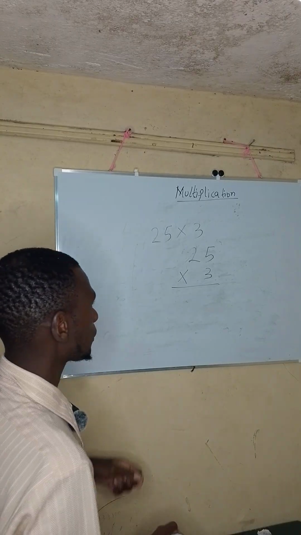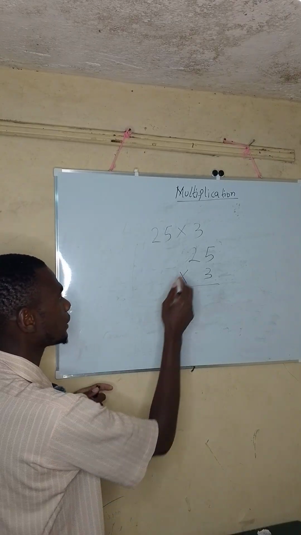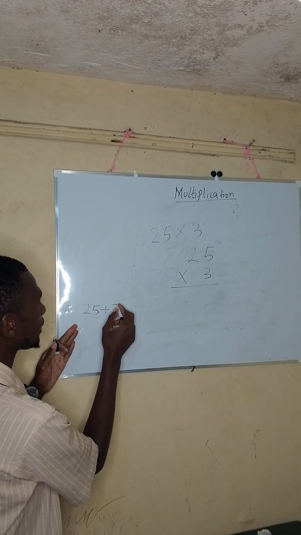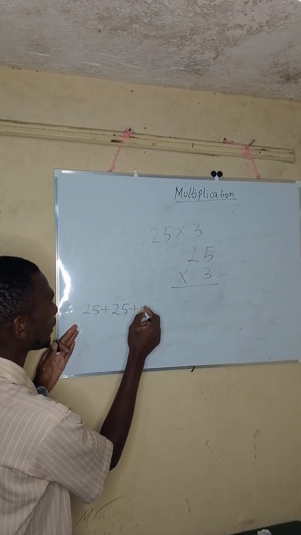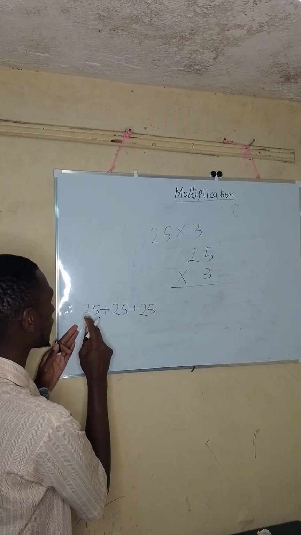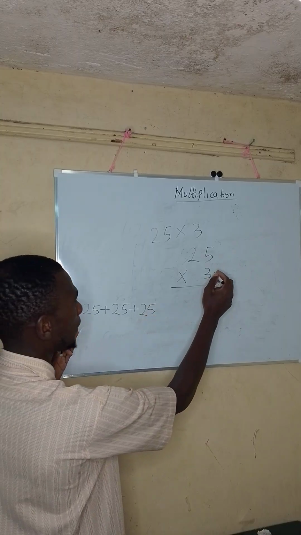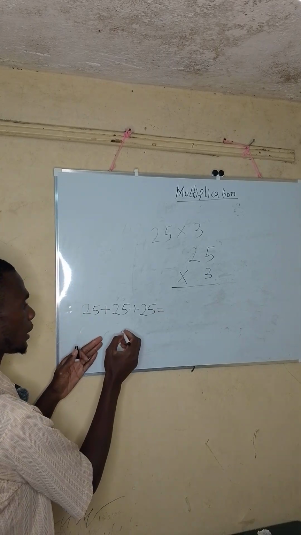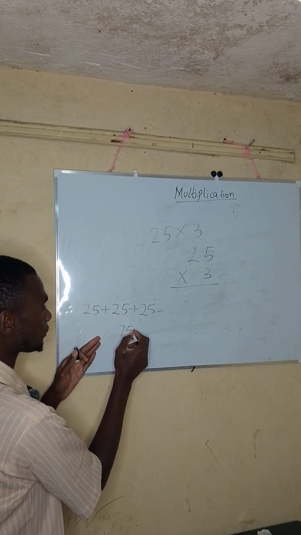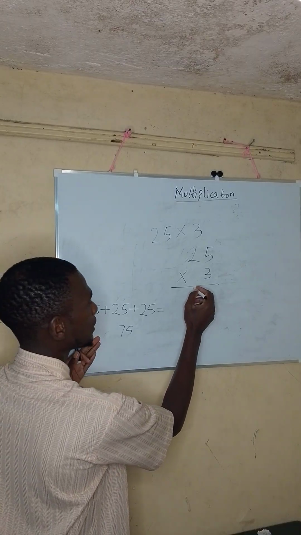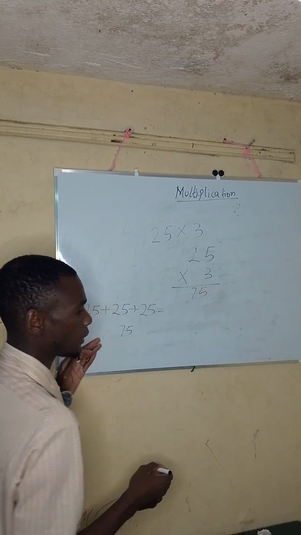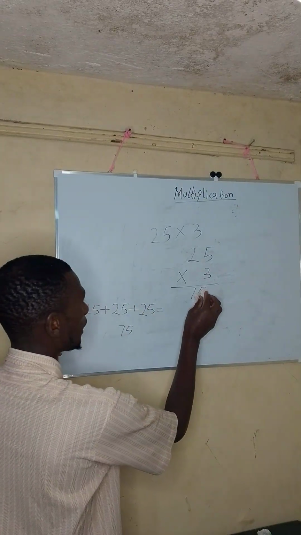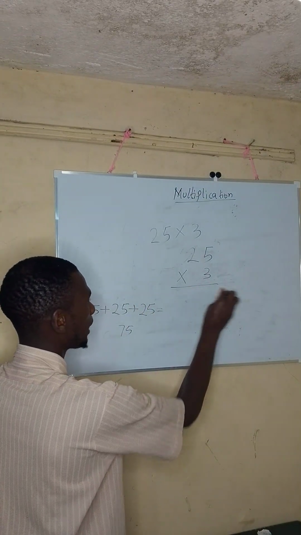25 times 3 means 25 and 25 and 25. There are three of them, 1, 2, 3. That is what this number represents. If you add the 3, you will get a total of 75. You can bring that 75 here directly, or the grade 4s are encouraged to multiply it here.